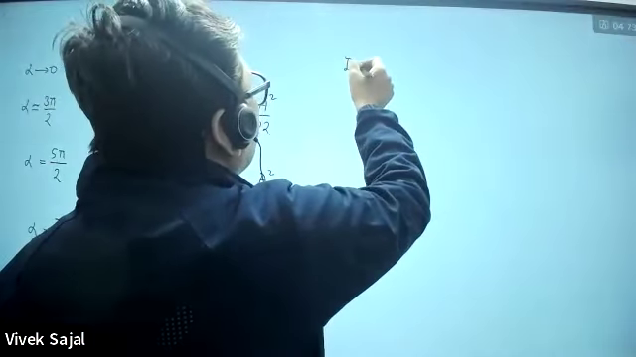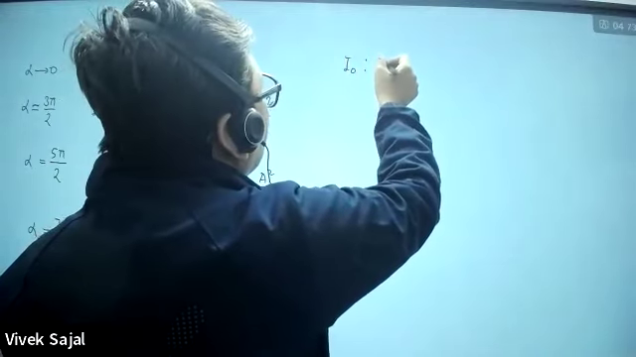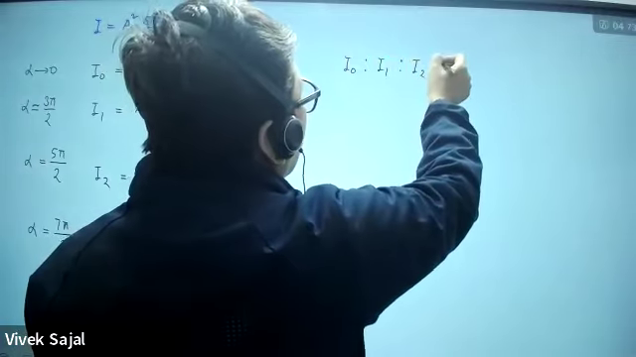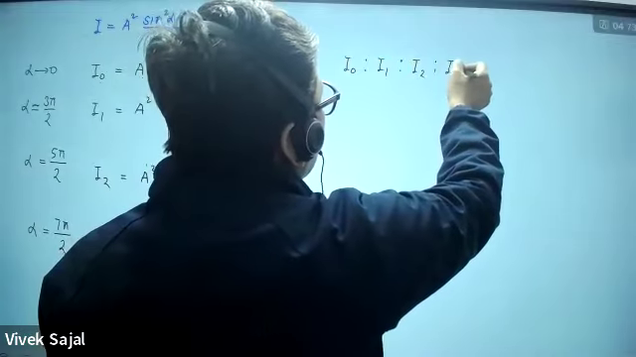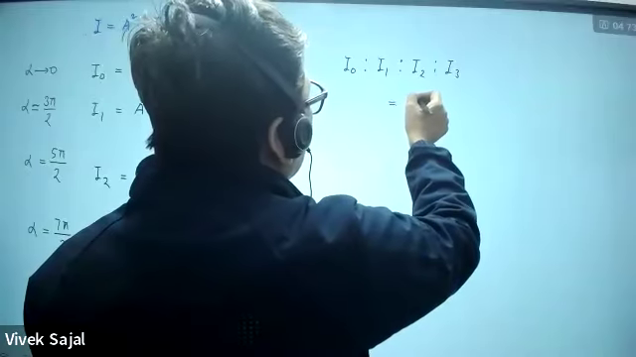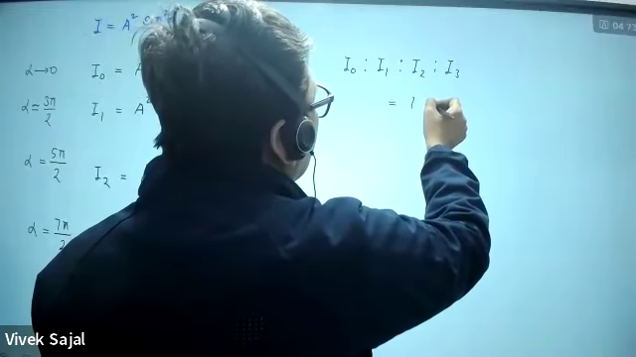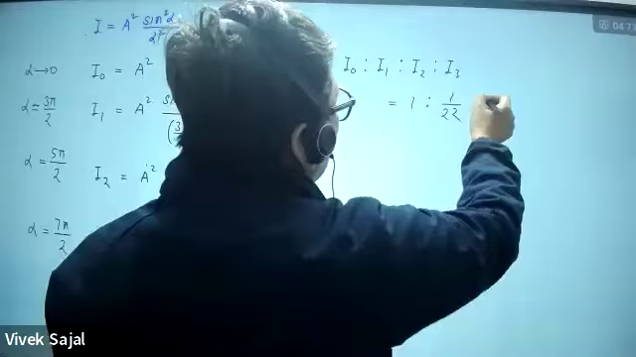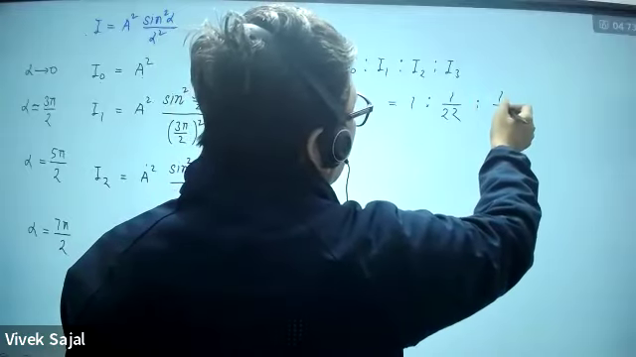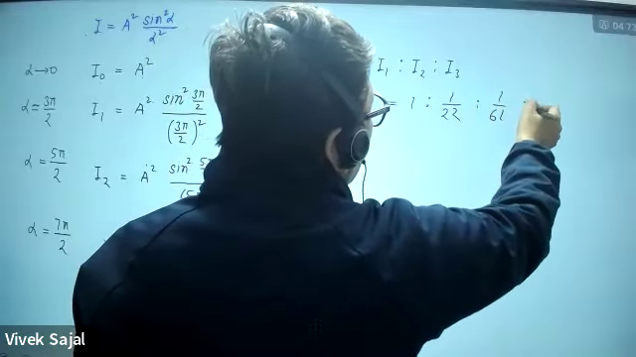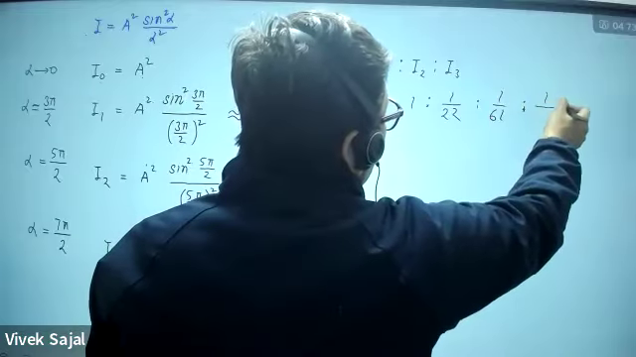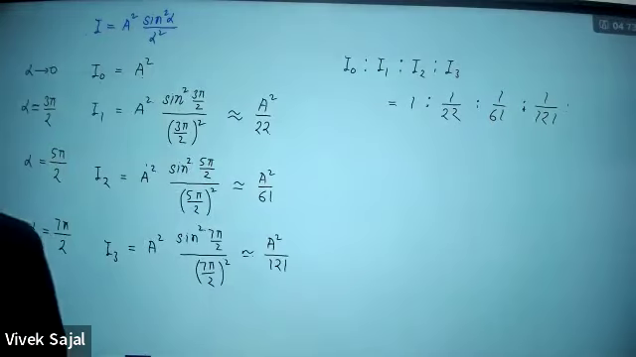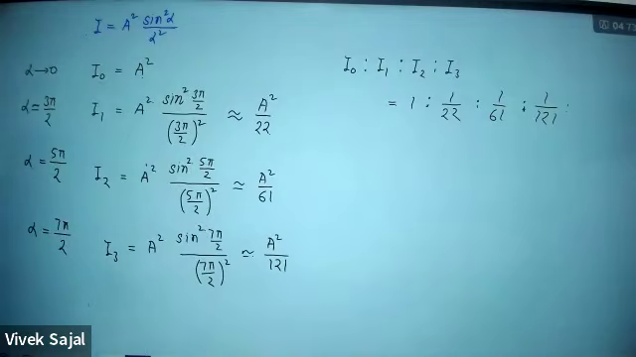That will be I naught, central maxima, first order maxima, second order maxima, third order maxima. They will be 1 is to 1 by 22, 1 by 61, 1 by 121, or something like this, and so on.